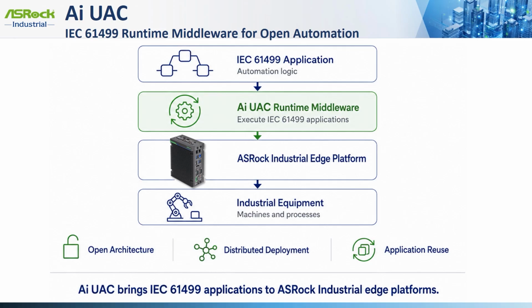This can make upgrade and future expansion more difficult. IEC 61499 provides a more open and distributed approach. With AiUAC, customers can deploy IEC 61499 applications on our edge devices and reuse the application design across different projects. So the key message is simple. AiUAC is the middleware layer that executes IEC 61499 automation applications at the edge.